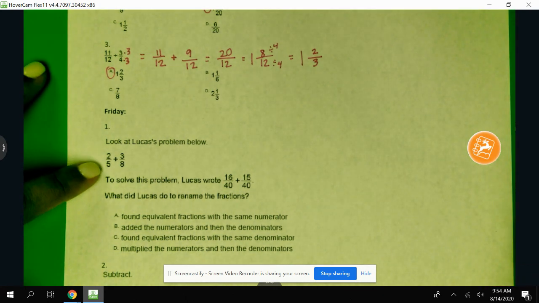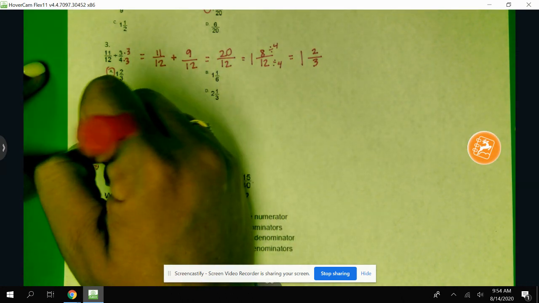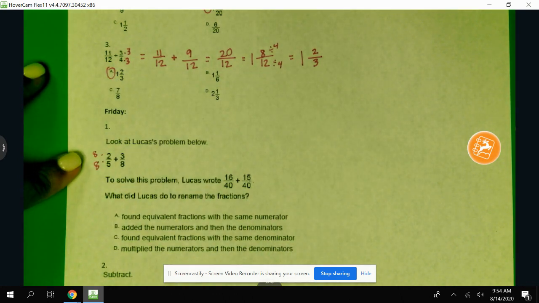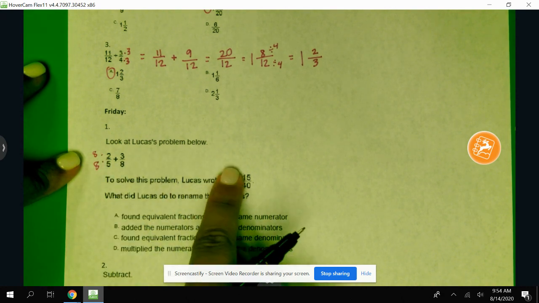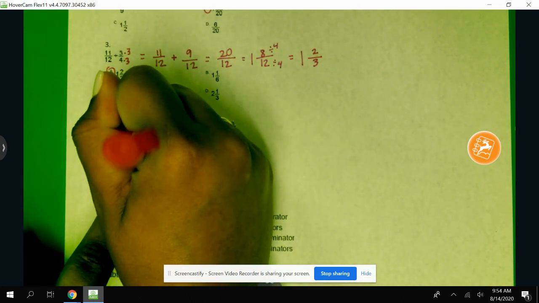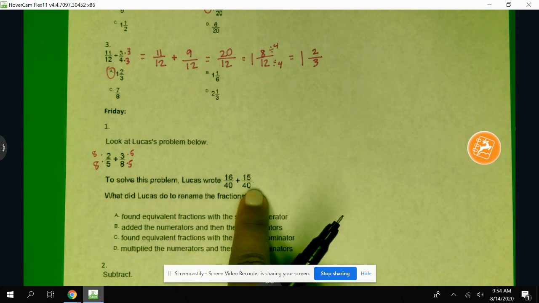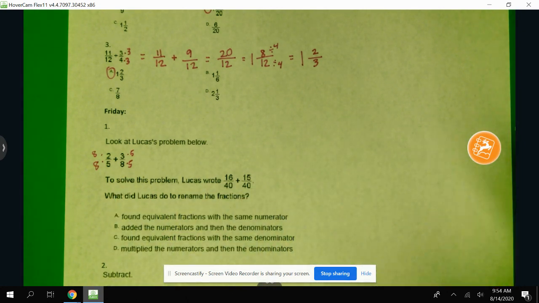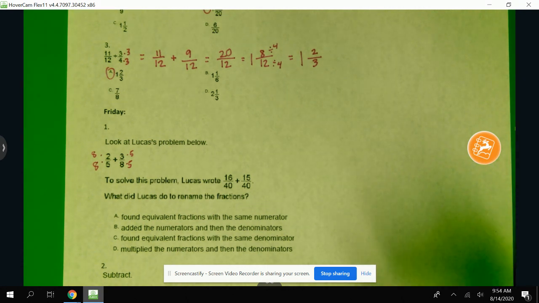He knew it was going to be 40, so in order to do that, he multiplied this first fraction, top and bottom, by 8, right? 8 times 2 is 16. 8 times 5 is 40, so he got 16 over 40. And then the second fraction, he multiplied by 5. So 3 times 5 is 15. 8 times 5 is 40. So in words, what did he do? Let's read through our answer choices and see which one fits.